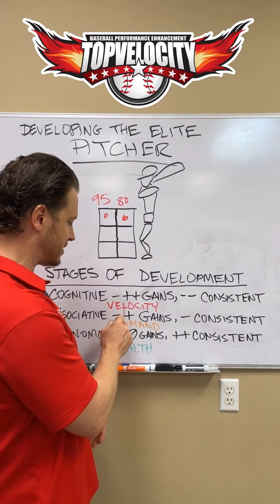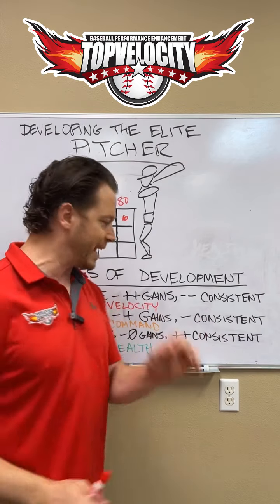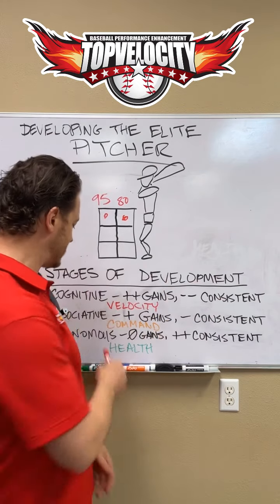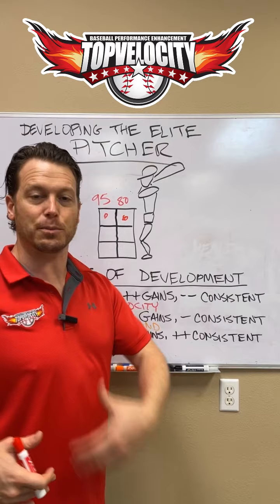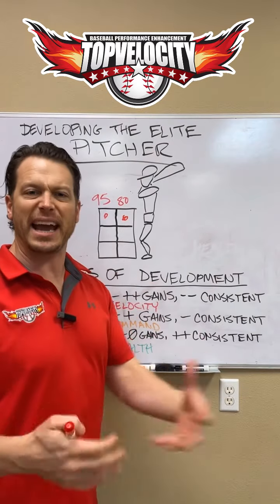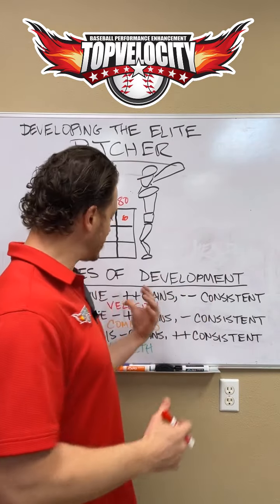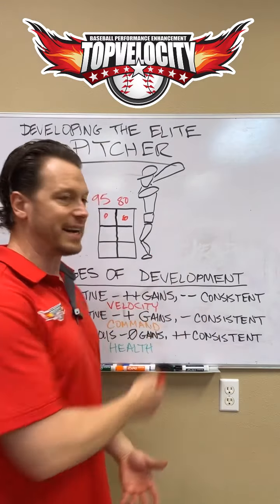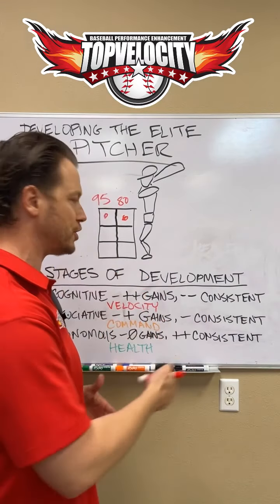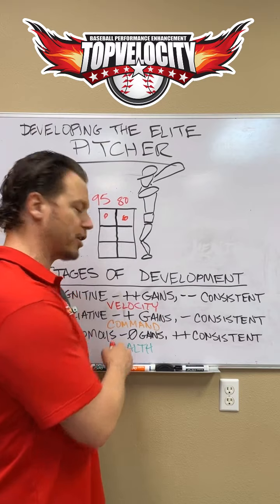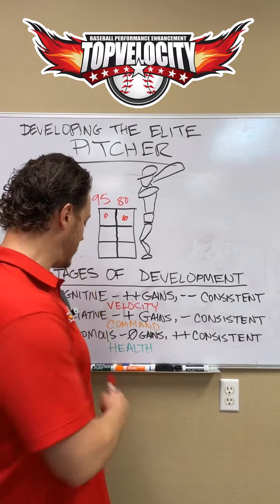Then we go to the associative stage. Now it's really just a little bit of gains and not as bad in consistency, because we're starting to associate things and we're starting to get better at the rep. This is where command starts to come in, because we've made big changes to get to the velocity. That's why we saw the 95. Now we've got to continually do that. Now we get the command. From there we go to autonomous. So we've done it enough and then it becomes autonomous.